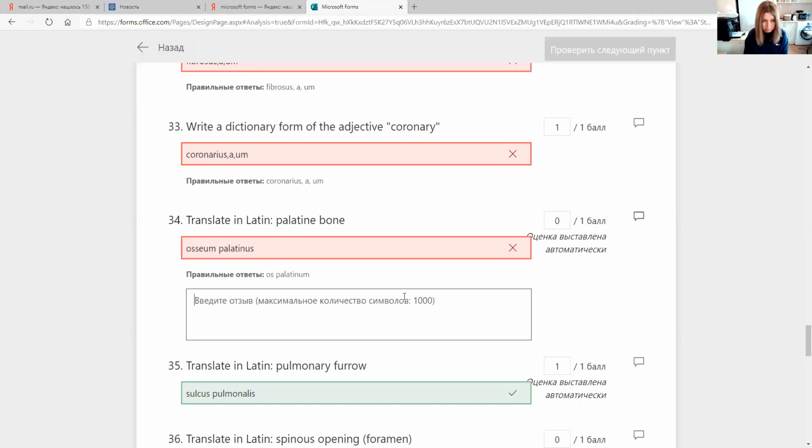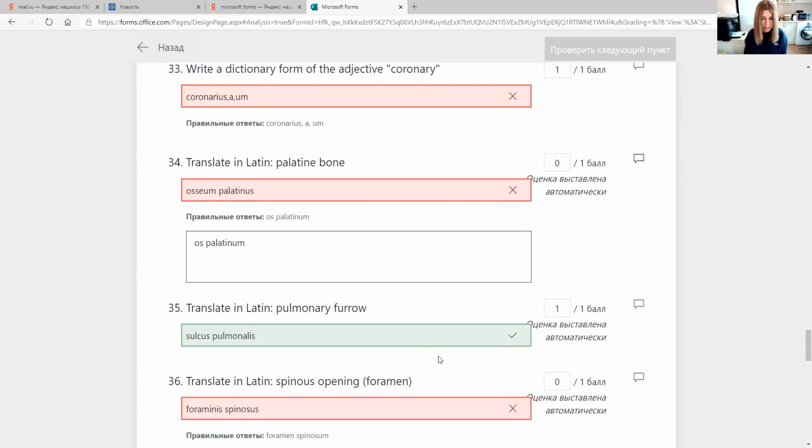So, os. Now we should translate palatine. Palatine is an adjective of first group. We know palatinus, palatina, palatinum. Os is neuter gender, so I should choose palatinum. Palatinum. The next, pulmonary furrow.